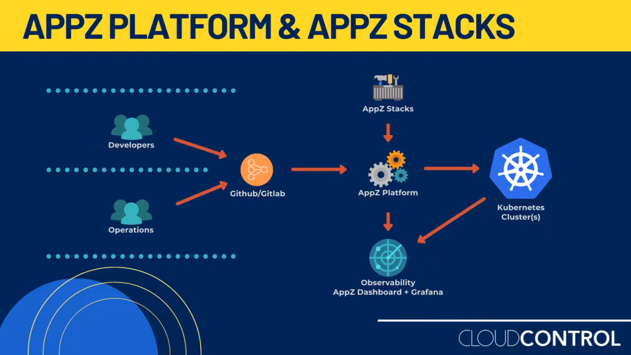Whatever hat you are wearing, you will be making a change in your source control system, GitHub or GitLab, and that is what you are interacting with. The change would be a material change in your repository if you're developing applications, or in this case, a change in the manifest file itself, the AppG YAML. Now, what happens after that?